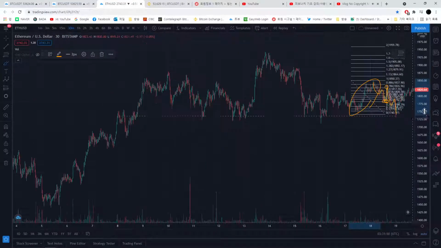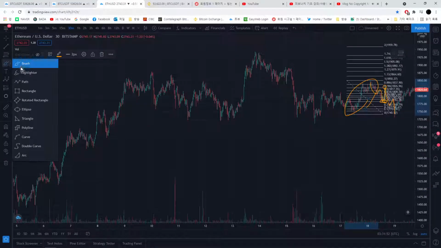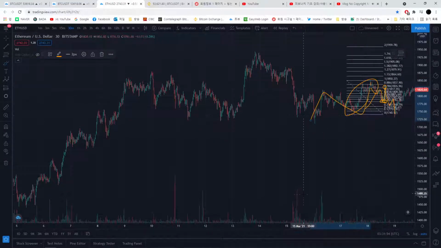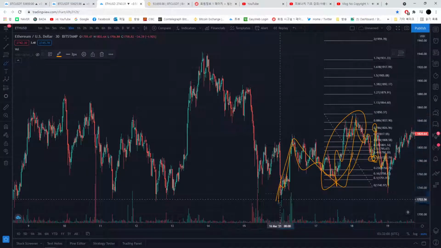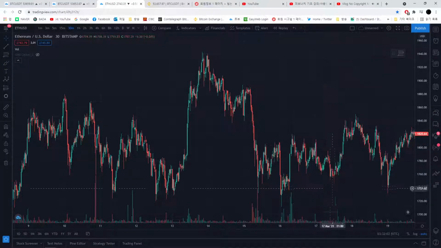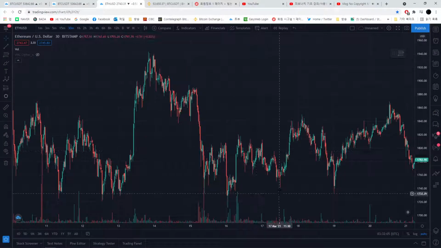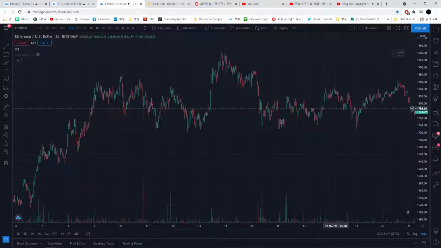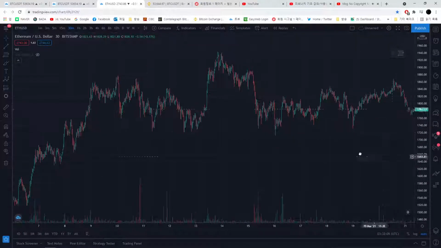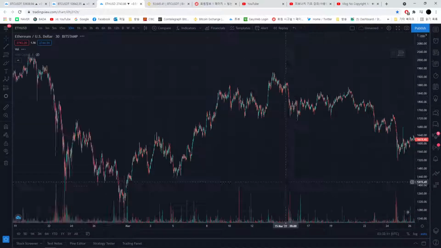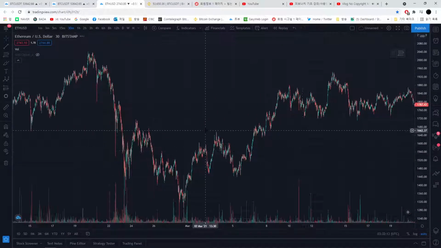So it was probably either part of an impulse or a correction, like A, B, C. A, B, C, like a zigzag right there. It looks like a zigzag to me. 5, 3, 5, and then correction. So A, B, C, A, B, C. All right, so that's it.